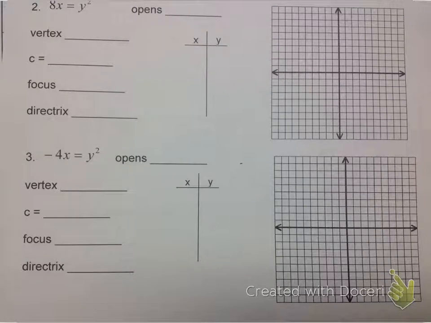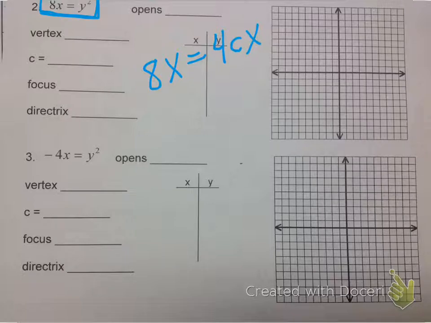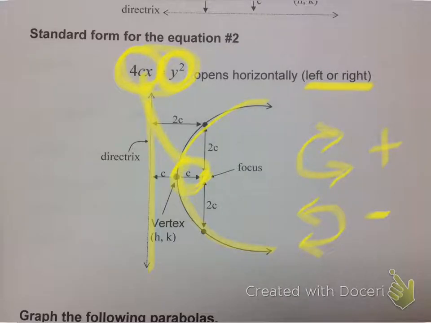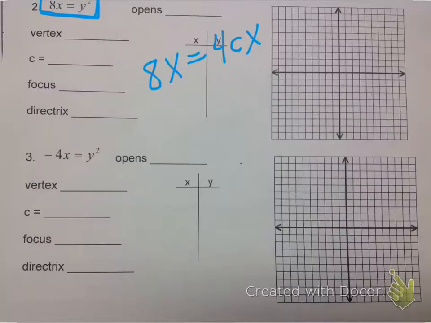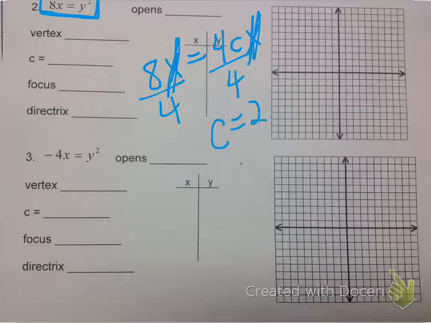All right, so for example 2, we have 8x equals y squared. And if 8x equals y squared, then 8x equals 4cx. So I'm going to go back to that page to show you where I'm talking about, y squared equals 4cx. So y squared equals 8x, so y squared equals 4cx, and the x's, of course, just drop away. Divide both sides by 4, and lo and behold, we are back to having a c that is 2.